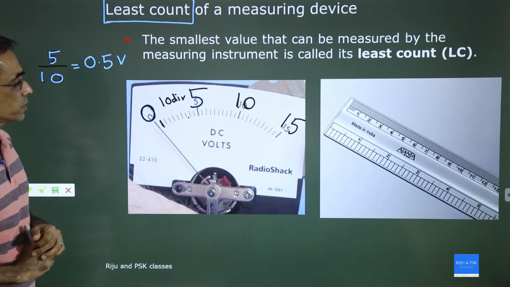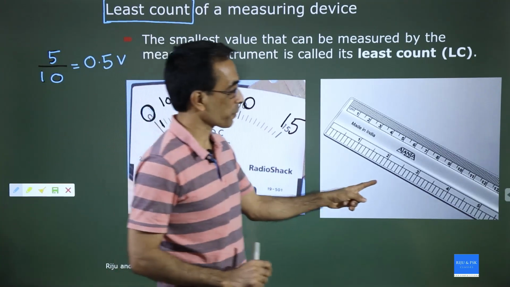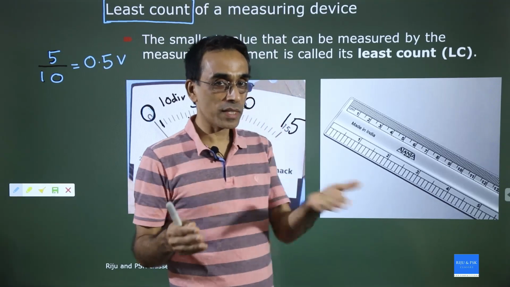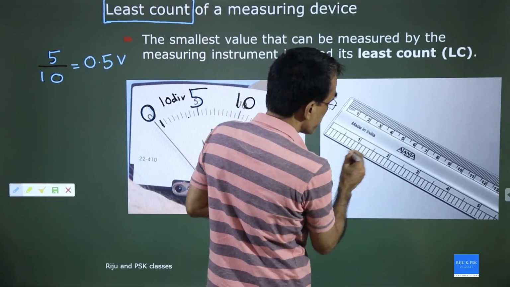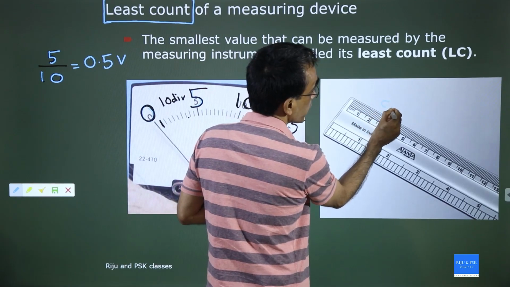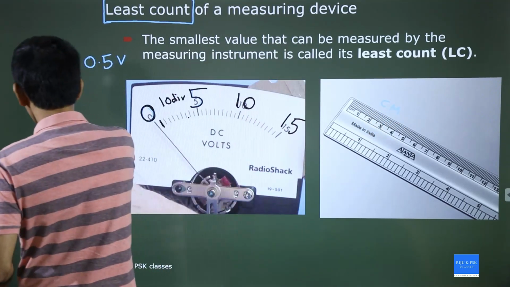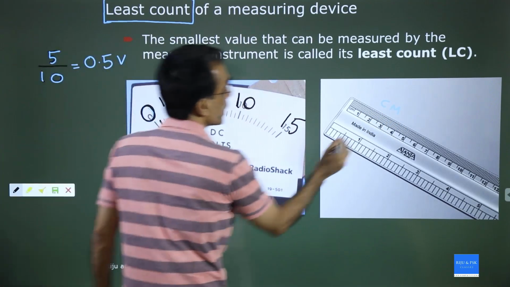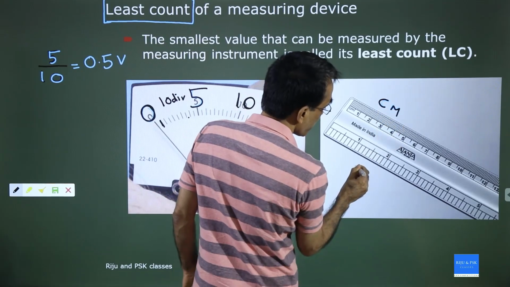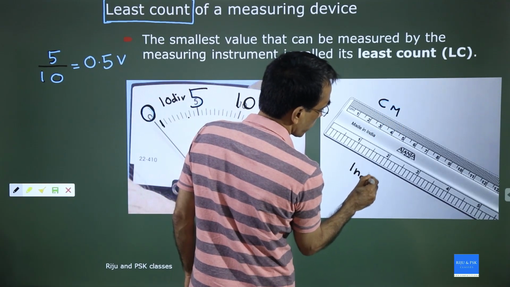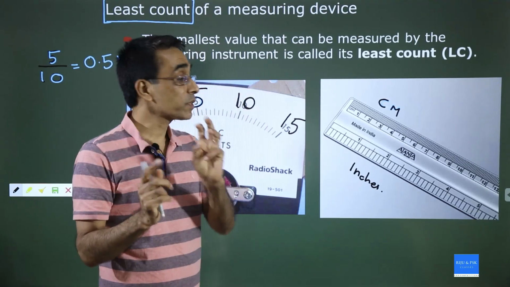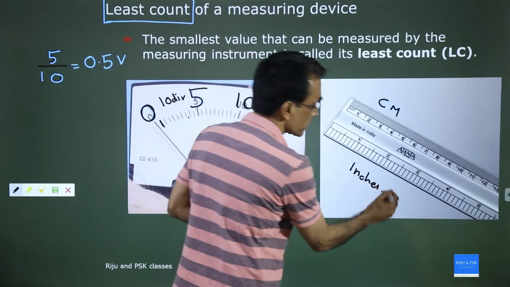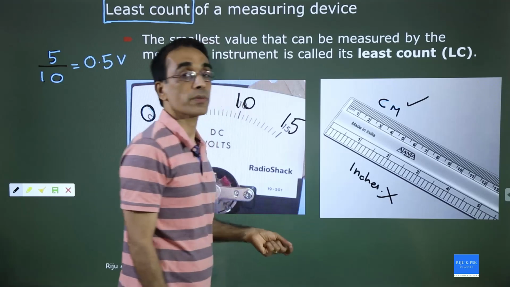Find out. Now this one. This is your scale. You have the scale with you in your instrument box. On one side there are centimeters. Here you have the centimeter marker, and here you have inches. You don't normally use inches, but it is there in your scale. What is the smallest value it can measure? Forget about inches, tell me in centimeter.